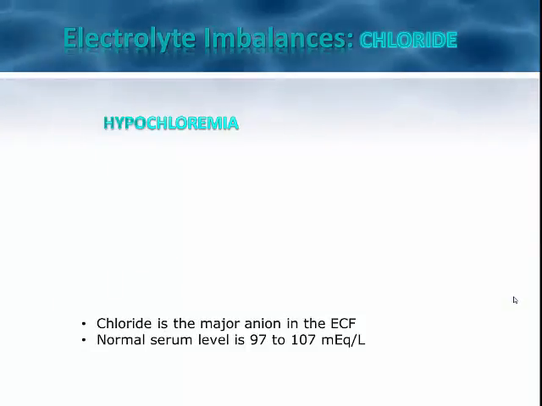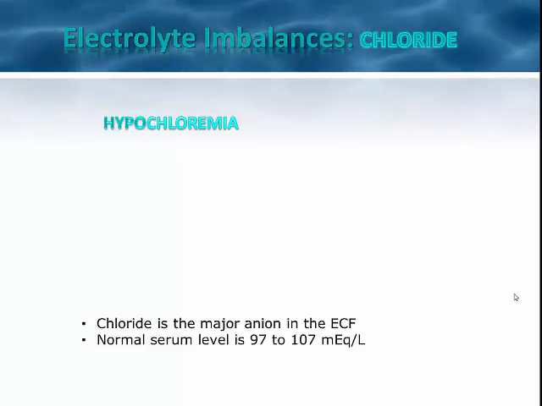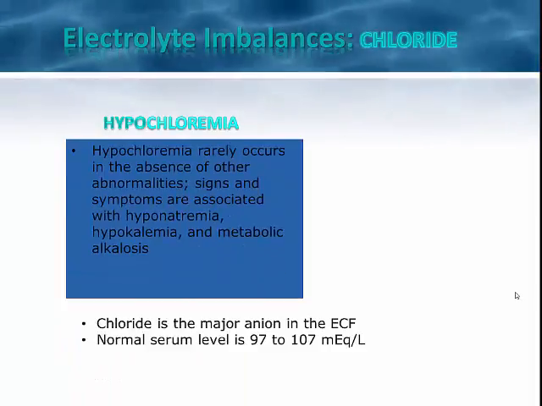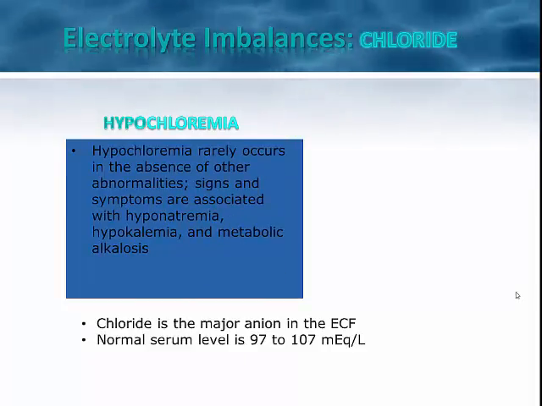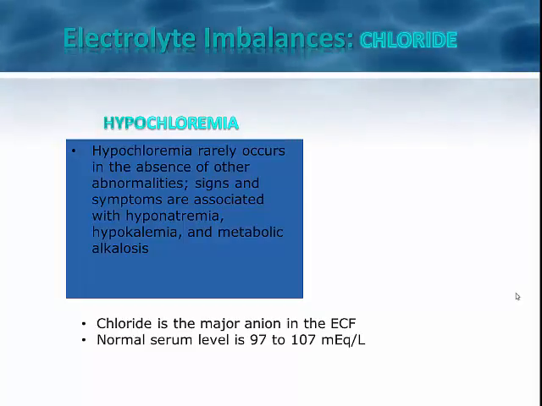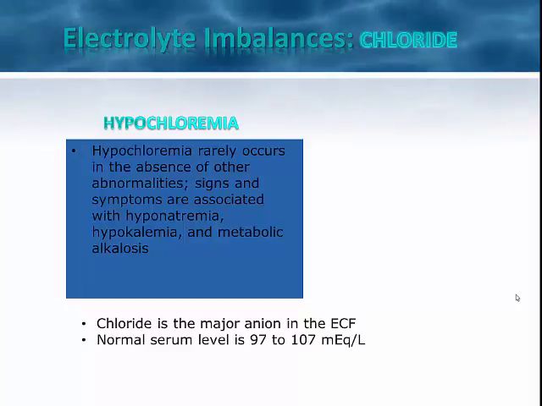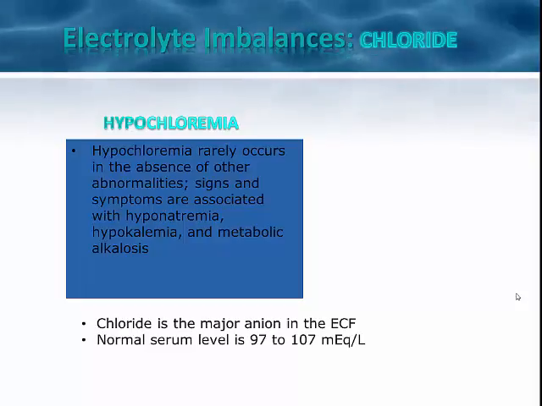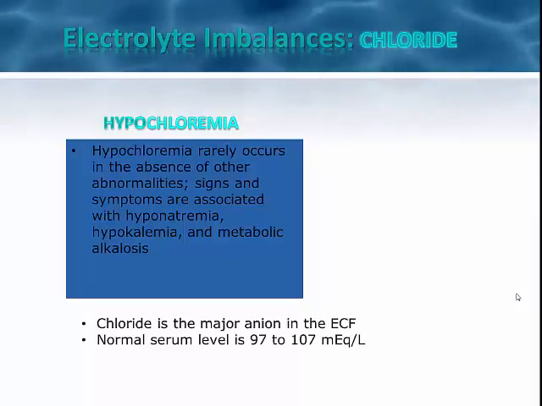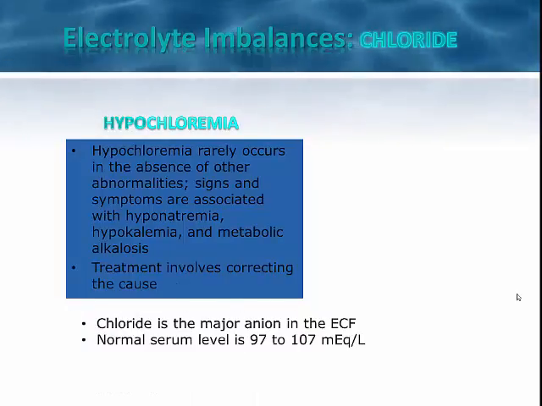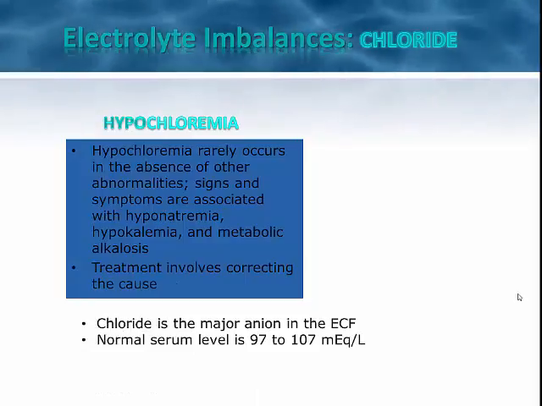The last one we're going to go over is chloride, or hypochloremia. Hypochloremia rarely occurs in the absence, should I say, of other abnormalities. So signs and symptoms are usually associated with hyponatremia, hypokalemia, and metabolic alkalosis. So these symptoms go along with those other symptoms. And really the treatment is to treat the underlying causes. Normal serum chloride levels are 97 to 107. And again, we're going to be treating the underlying causes.